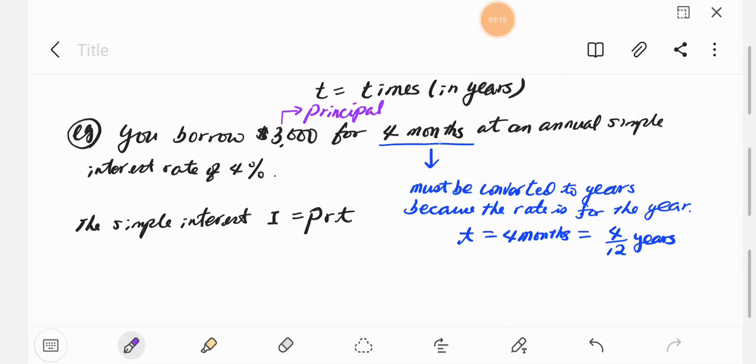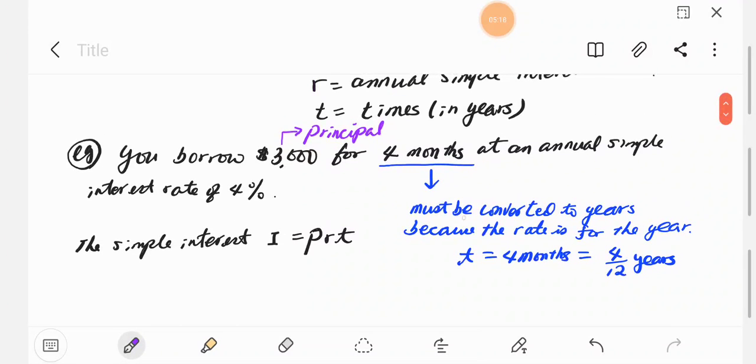This is the T value. We have to convert these 4 months to years. Why? Because the interest rate is annual, and annual means yearly. The annual simple interest rate is R, which is 4%. Converting 4 months to years is very simple. 1 year is 12 months, so divide 4 by 12. That is the number of years.